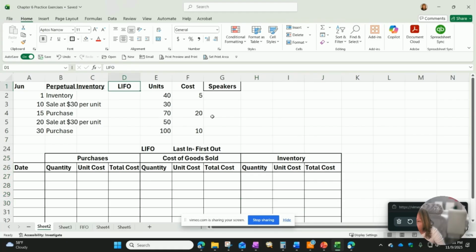And LIFO indicates that the last units that came into the warehouse are the ones we are selling. That's the assumption, right? Last in, first out. So let's start with our initial inventory of 40 speakers on June 1st. 40 speakers were in the warehouse, and the value of those speakers was $5 each, which makes $200 worth of inventory on June 1st.